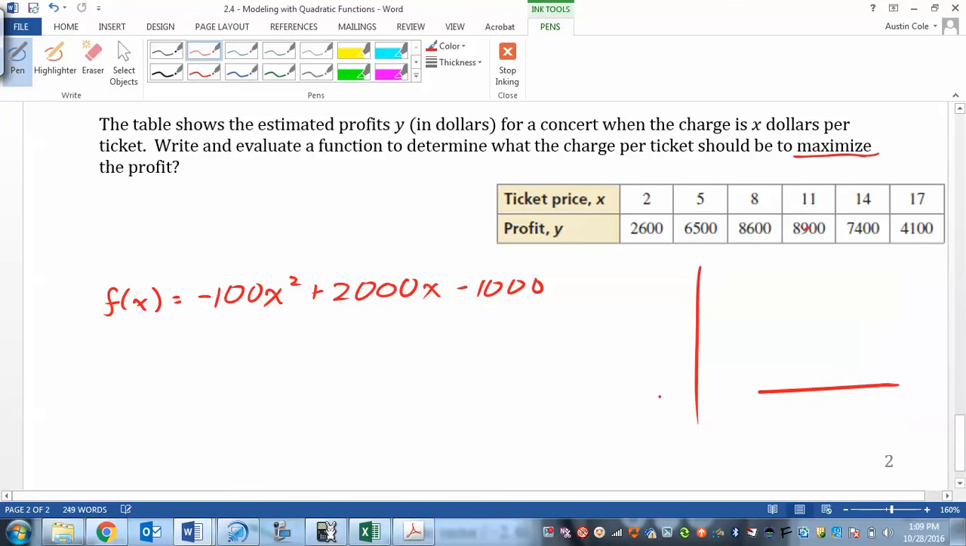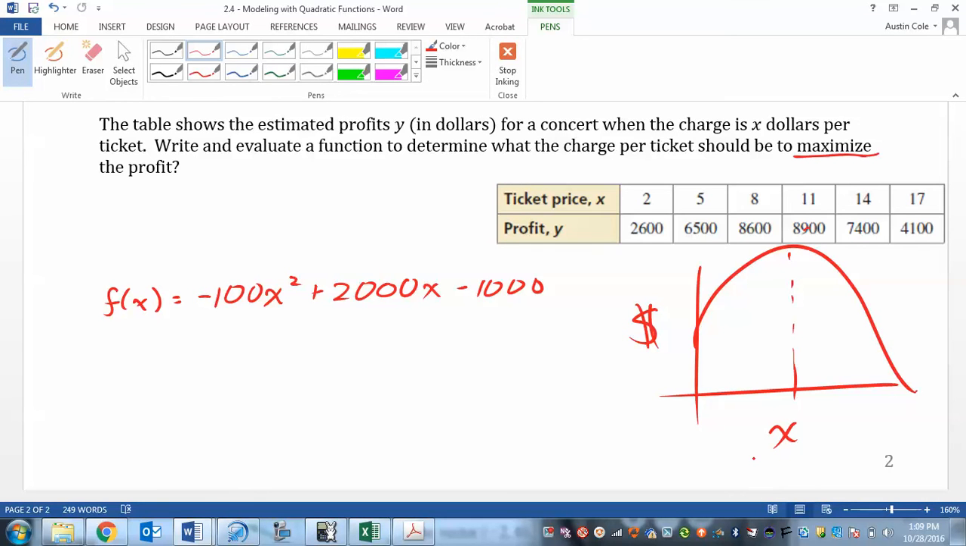So if I were just to graph this for a second, here's my axis of symmetry somewhere. I don't know where it is. Here's our profit. Here is our ticket price, which represents our x. We want to figure out what x value we should charge per ticket to get our maximum profit. So do we need the vertex? We actually just need what? The axis of symmetry.